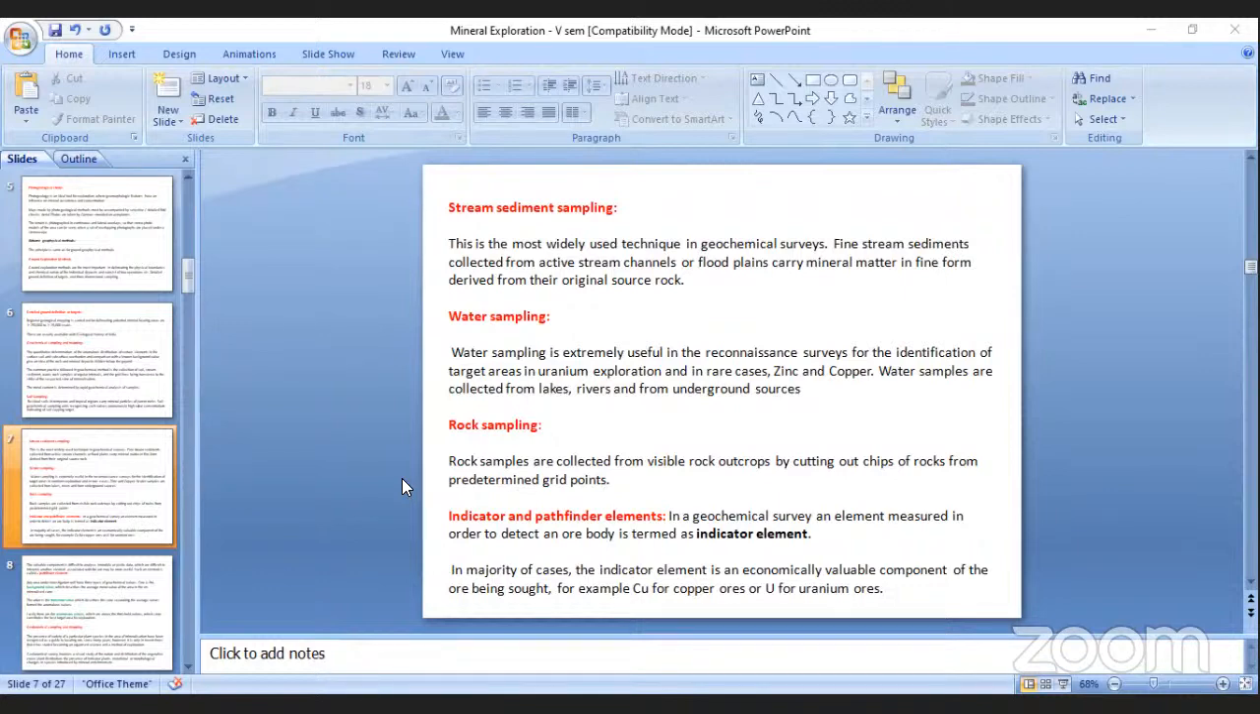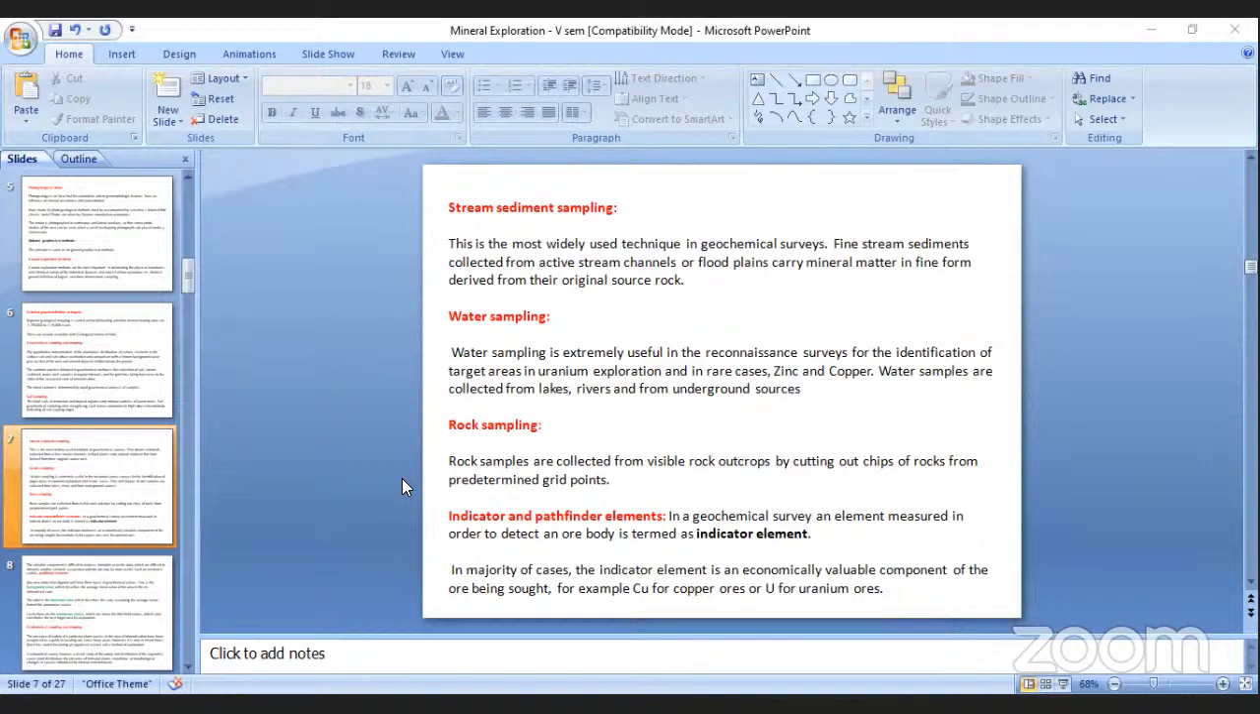And the next one is water sampling. Water sampling is also called hydrogeochemical sampling. Why are we calling it hydrogeochemical sampling? Hydro means water. So here we are collecting the sample from the water.